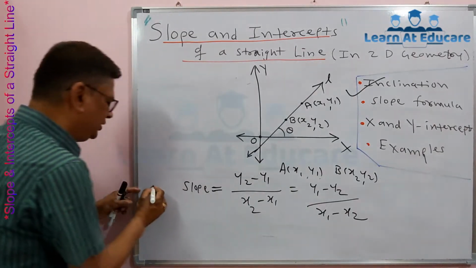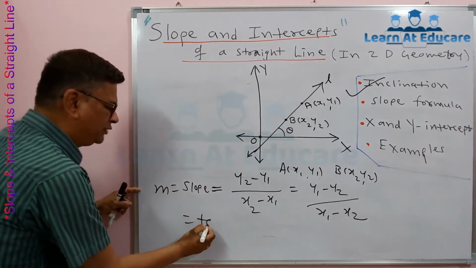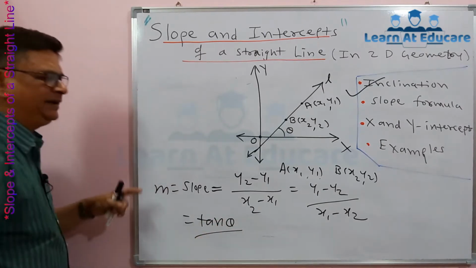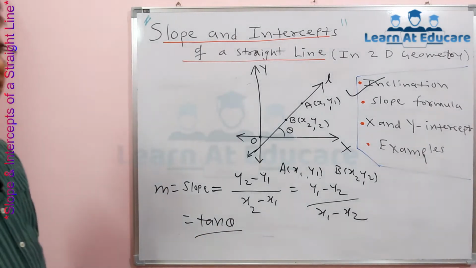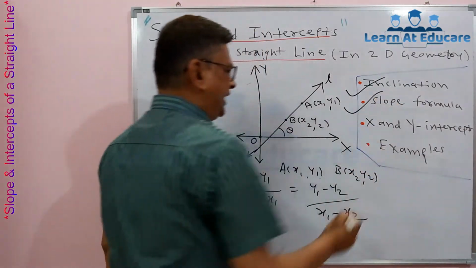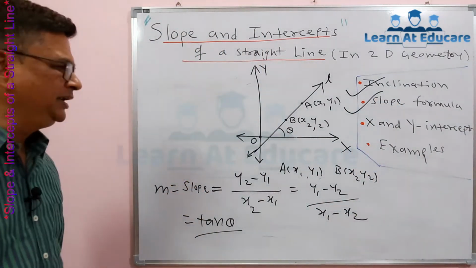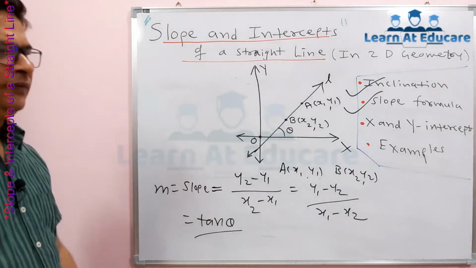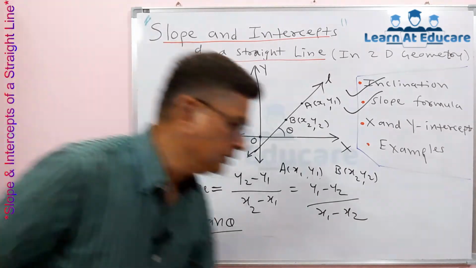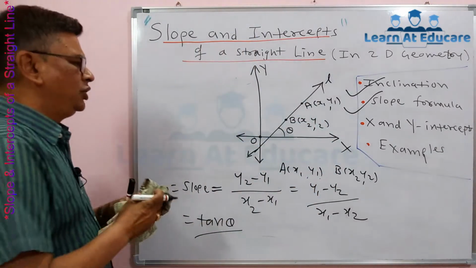This slope denoted by m, and we have just seen this is also given by tan theta, where theta is inclination of a line. So that is the slope formula in terms of inclination and in terms of the coordinates on that line, that is the 2 point coordinates on that line.